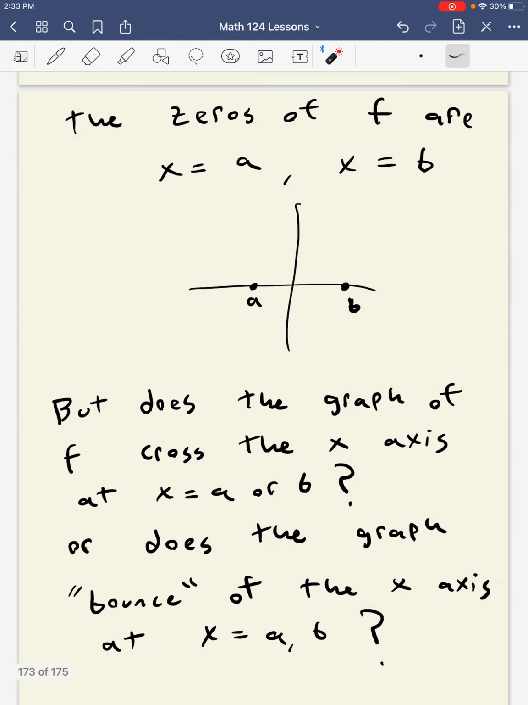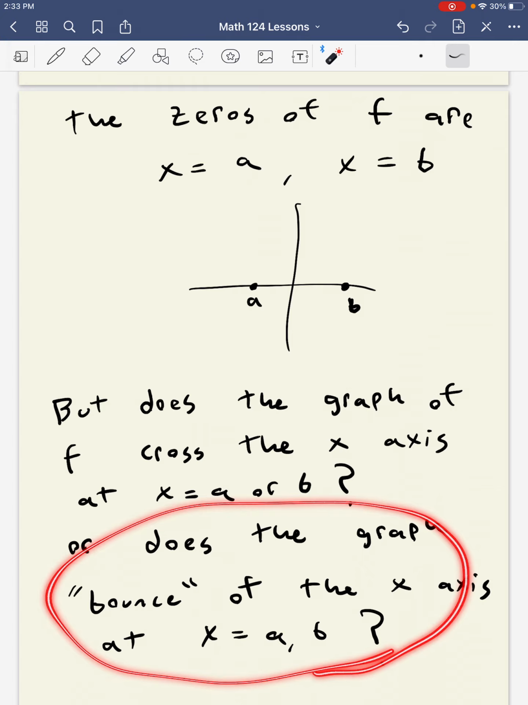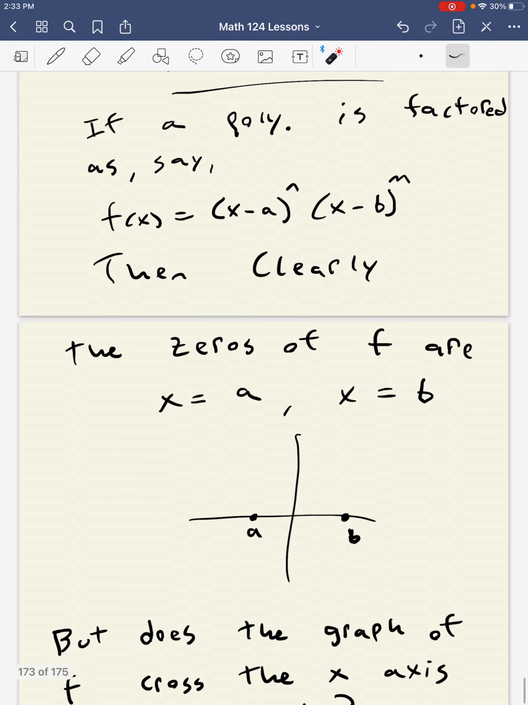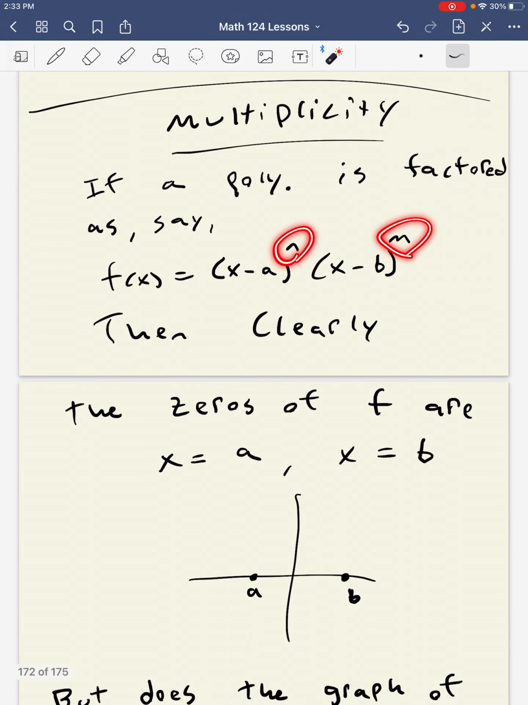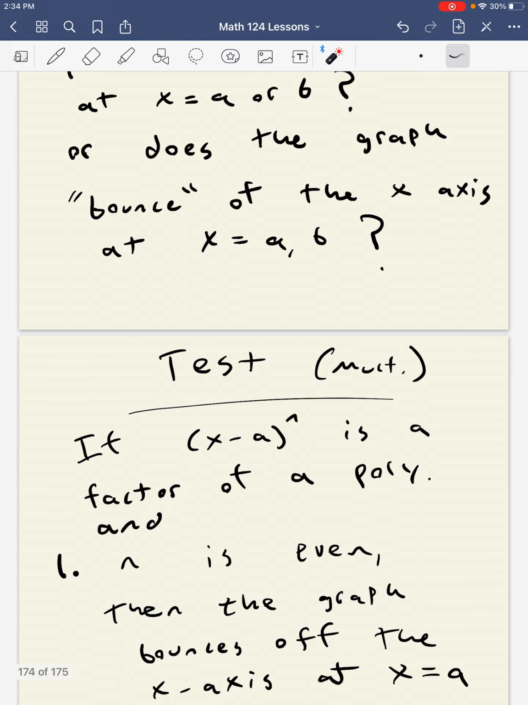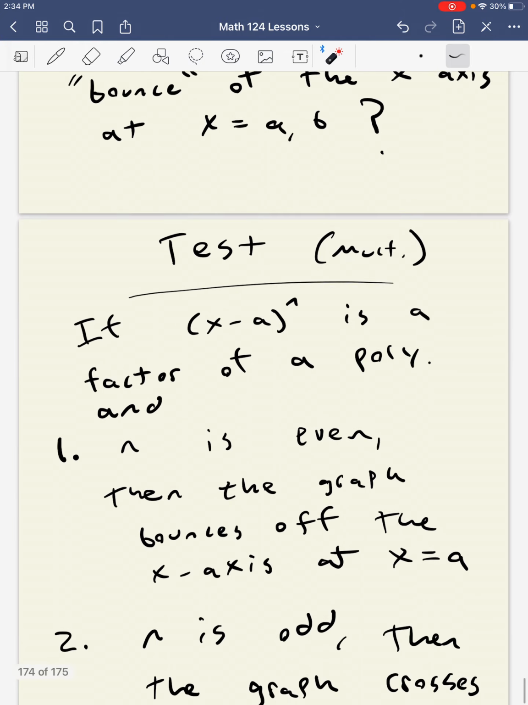And let me ask you the following question. Is the graph going to cross the x-axis at a and b, sort of like this? Is it going to cross? Are we going to cross the x-axis? Or is the graph going to just bounce off the x-axis like this? Now there's actually a way to tell just by studying the multiplicity. Really, all that matters is whether or not the multiplicity is even or odd.